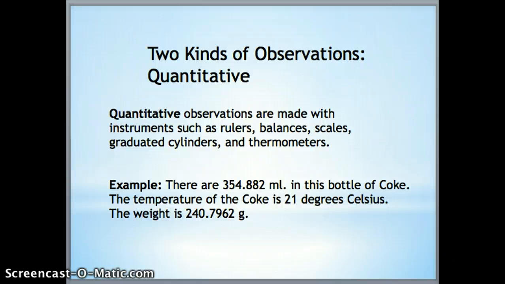Quantitative observations are made with instruments such as rulers, balances, scales, graduated cylinders, and thermometers. So this bottle of Coke I have on my desk contains 354.882 milliliters. That's how much Coke is in there. The temperature of the Coke is 21 degrees Celsius. And the weight of the Coke is 240.7962 grams. Notice how quantitative observations are all numbers.